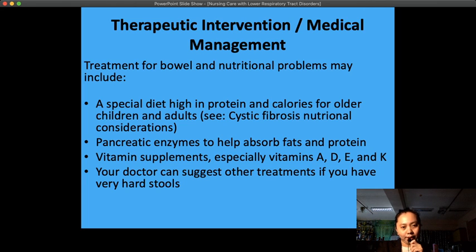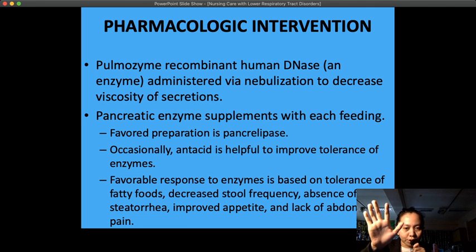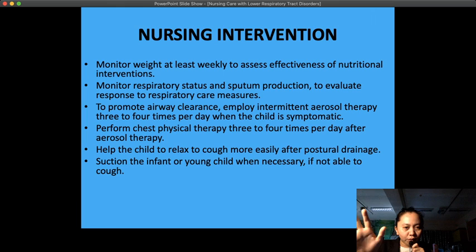Okay, so kawawa naman. And then pharmacologic intervention, pakibasa na lang. So bronchodilators, again, increase airway size and assist in mucus clearance. Okay, so pharmacologic intervention, alright. So nursing interventions, okay, pakibasa na lang yan. Help the child to relax to cough more easily after positional drainage, and then suction the infant or young child when necessary if not able to cough.